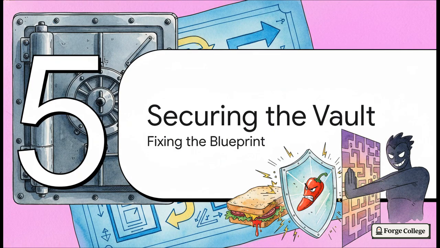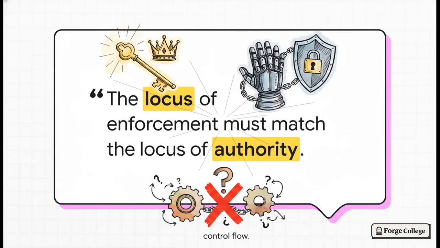Securing the vault. So how do we actually fix this blueprint? How do we keep the hot sauce out of our sandwich and the exploiters out of our protocol? Well, it all comes down to this absolute cardinal rule of SVM security. The locus of enforcement must match the locus of authority. Let that sink in for a second. If you are authorizing an action, you must enforce the security of that action in the exact same place.